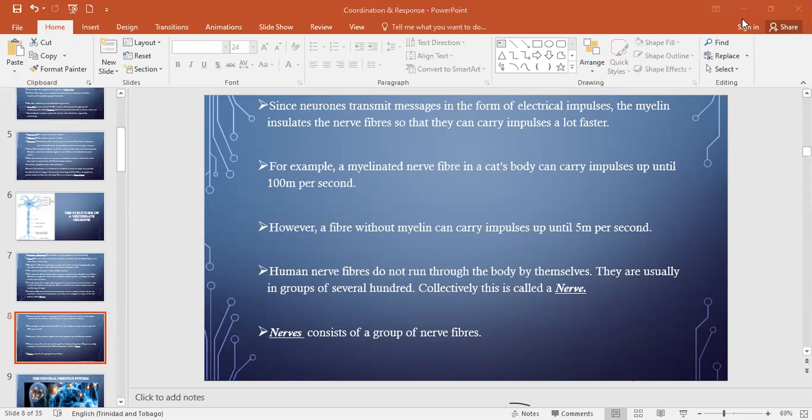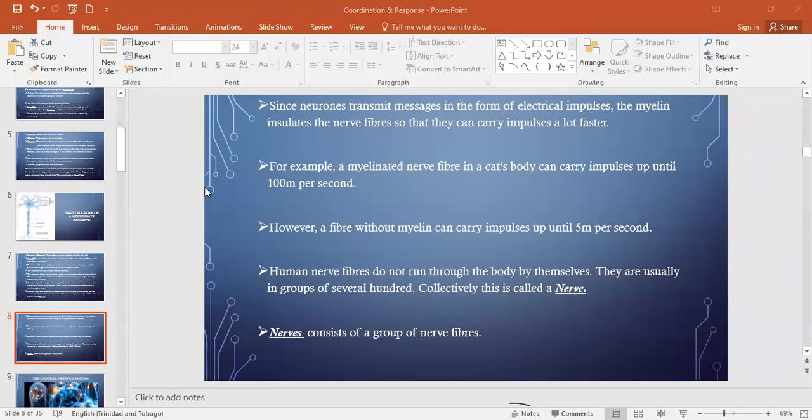Right. So nerves are basically a group of nerve fibers. All of your nerve fibers come together to form what are called nerves. And these nerves run throughout your entire body, and they all comprise your nervous system.